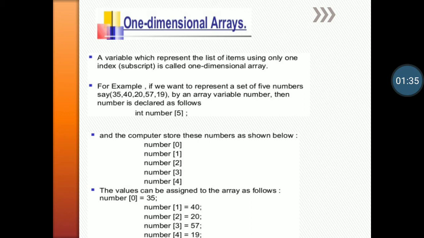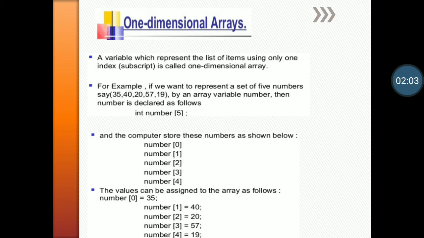For example, if you want to represent a set of 5 numbers, like 35, 40, 20, 57 and 19, using an array variable, then we declare the array variable as follows: int number[5]. Here int is the data type of array variable, number is the name of array variable and 5 is the subscript or size of array.